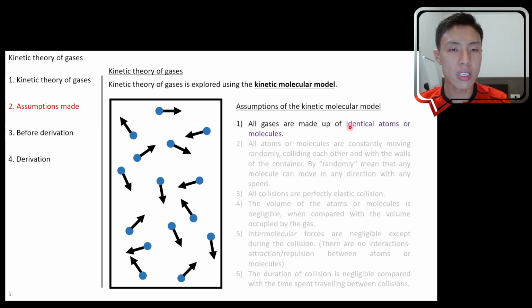First, all gases are made of identical atoms and molecules. So we are usually imagining a homogeneous kind of gas. We are not going to mix up the gas molecules inside. It will usually be made of one type of gas molecule only.